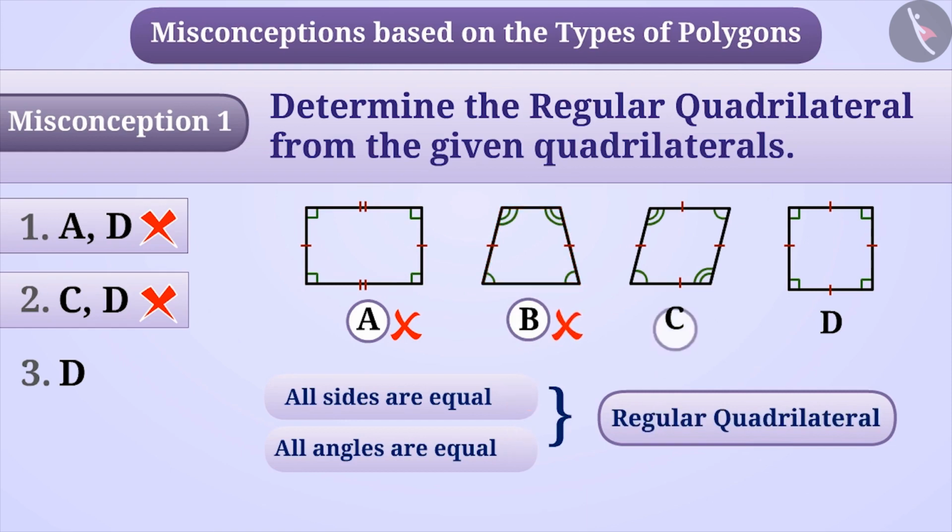In figure C, all the sides are equal, but all the angles are not equal. So it is also not a regular quadrilateral. If we talk about the figure D, then all the sides are equal and all the angles are also equal. So it is a regular quadrilateral. In this way, amongst the given figures, only D is a regular quadrilateral. Hence, option 3 is the correct answer to the given question.